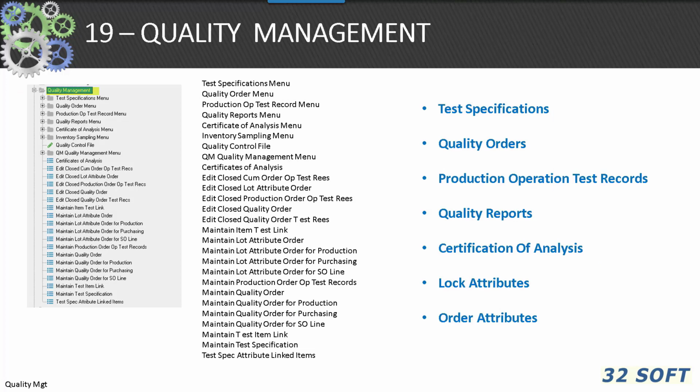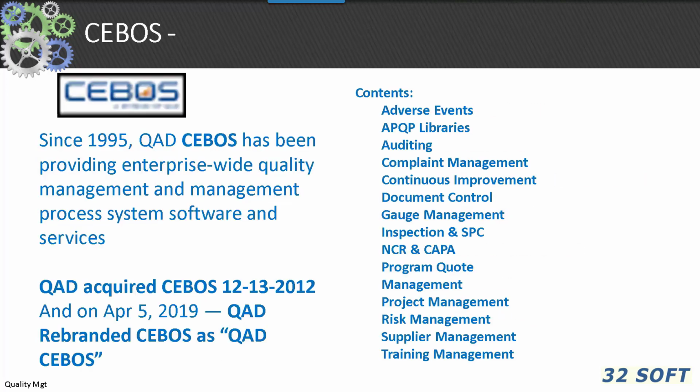Obviously, one of the primary areas you want to visit on your way to a recall project is the quality system. QAD has had quality management for many years. It includes test specification, quality orders and attributes, testing records, quality certificates of analysis, all pertinent to recalls.